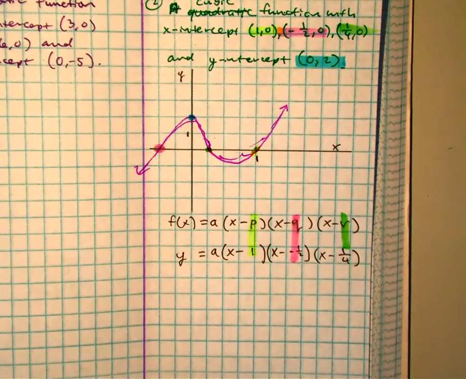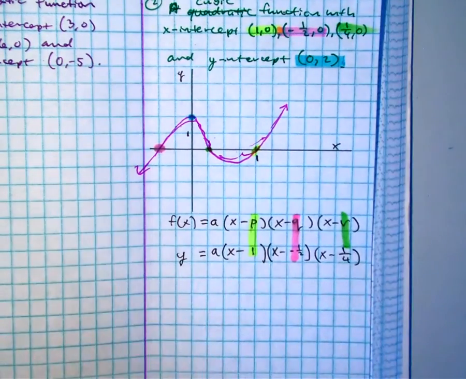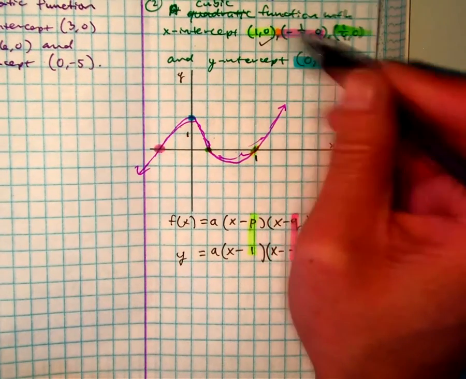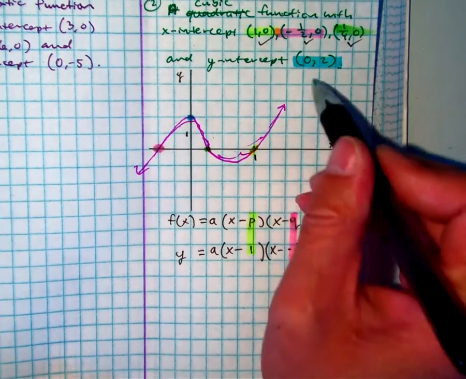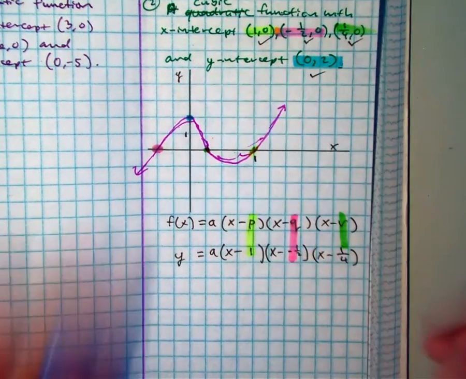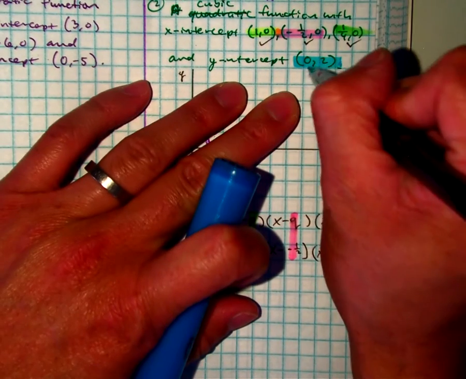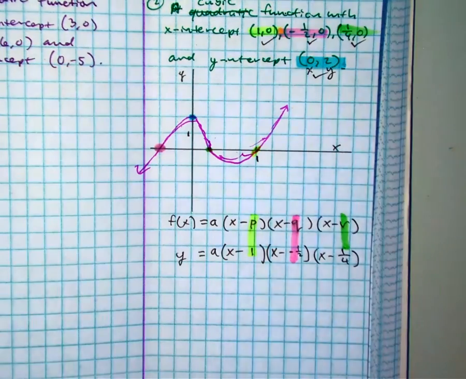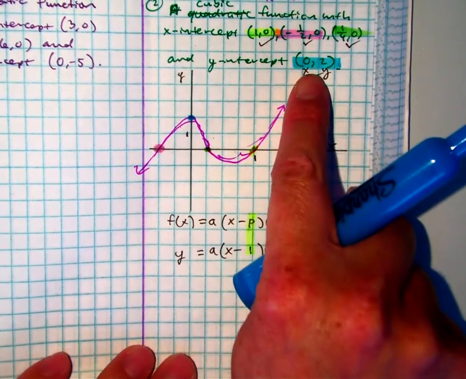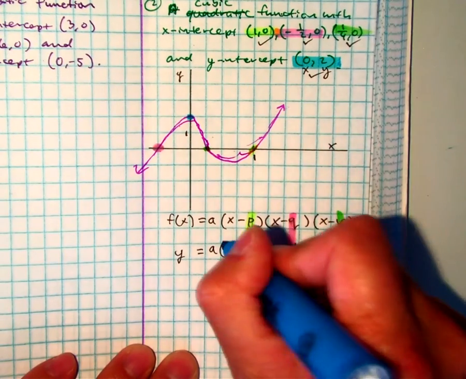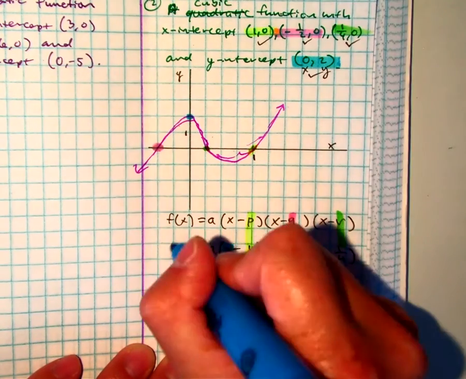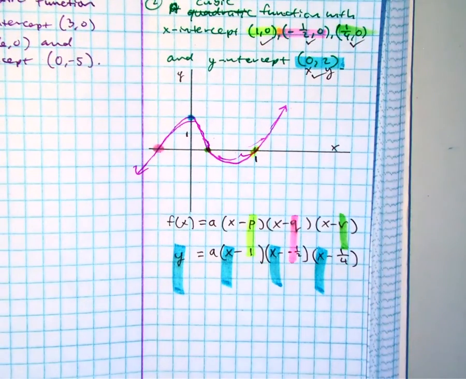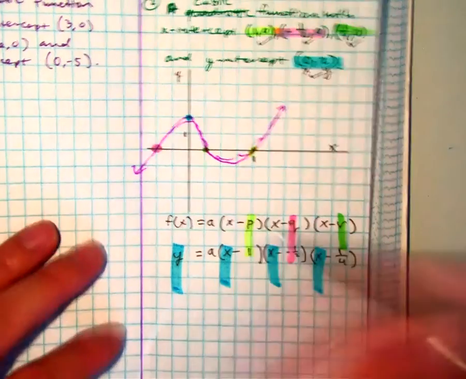Okay, now I'm going to use this next puzzle piece. So I've used (1, 0), I've used (negative 1/2, 0), I've used (1/4, 0). Now I'm going to use the y-intercept. The y-intercept is essentially a pair. It's an x-y coordinate. And basically it says every x value we're going to put in 0, and every y value I'm going to put in 2. So let's go ahead and do the substitutions. And basically what we're doing here is we're solving for the a value.